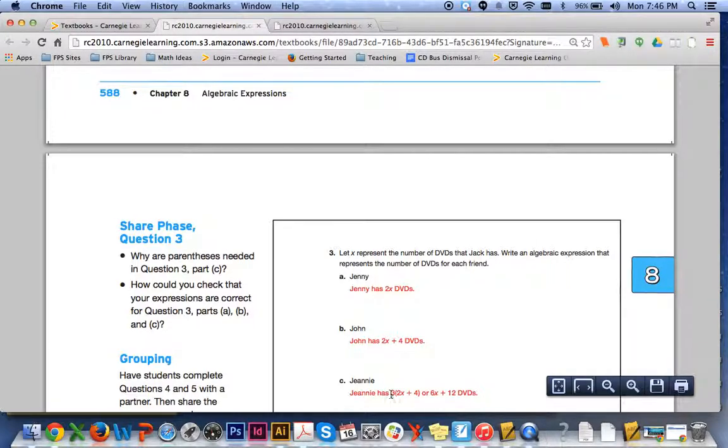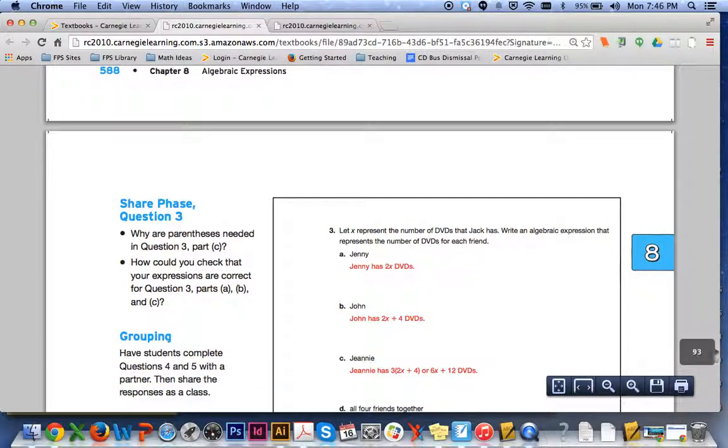So if we distribute 3 multiplied in parentheses 2x plus 4, 3 multiplied by 2x would equal 6x, and then 3 multiplied by 4 equals 12. Remember, you can't combine an x and a number. You can't combine a variable and a number. They're 2 different things. So it's like apples and oranges.